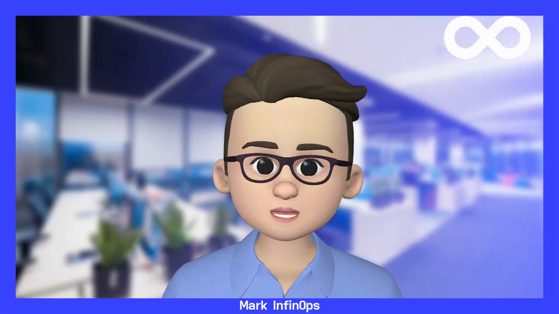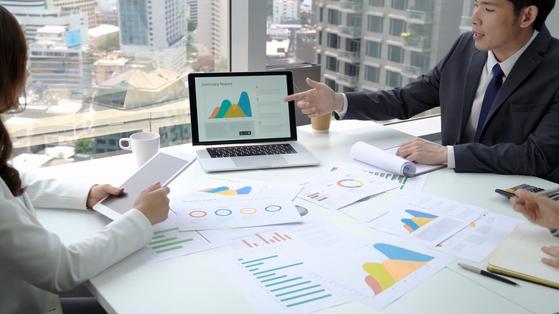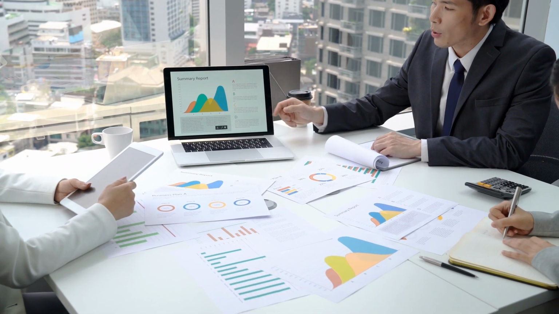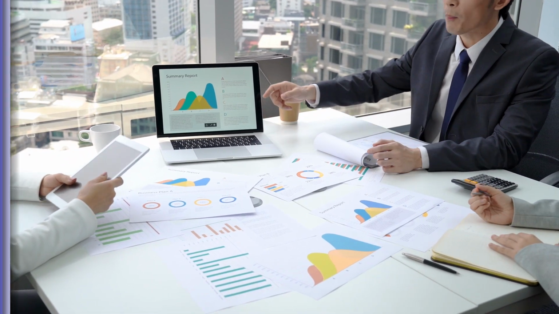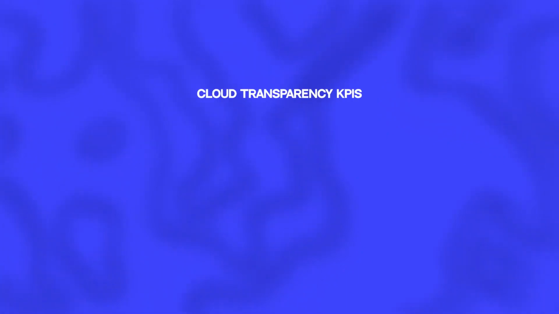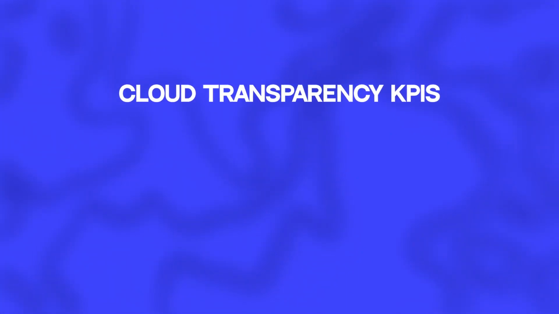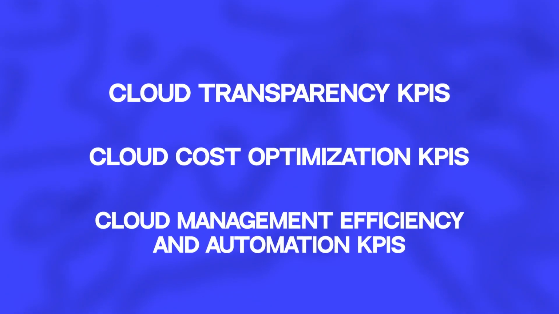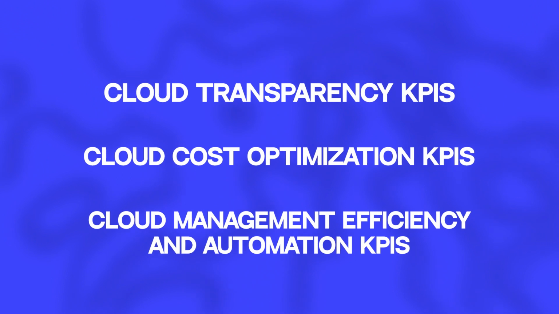Now, let's dive into some of the core FinOps cloud KPIs that can drive companies towards greater financial success. FinOps KPIs are divided into 3 categories, ensuring outcomes are achieved across all aspects of your cloud ecosystem. There are 3 main categories, and they're easy to remember. First, cloud transparency KPIs. Second, cloud cost optimization KPIs. Third, cloud management efficiency and automation KPIs.